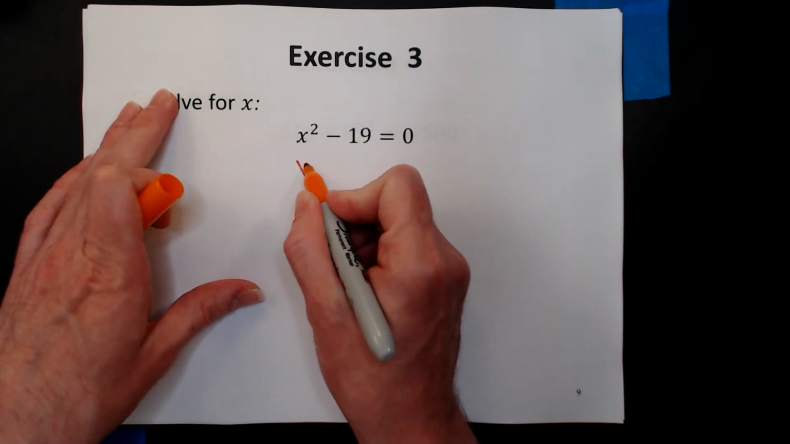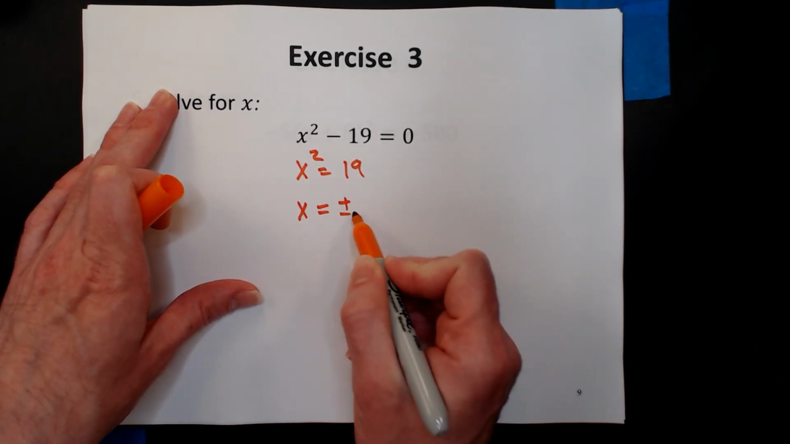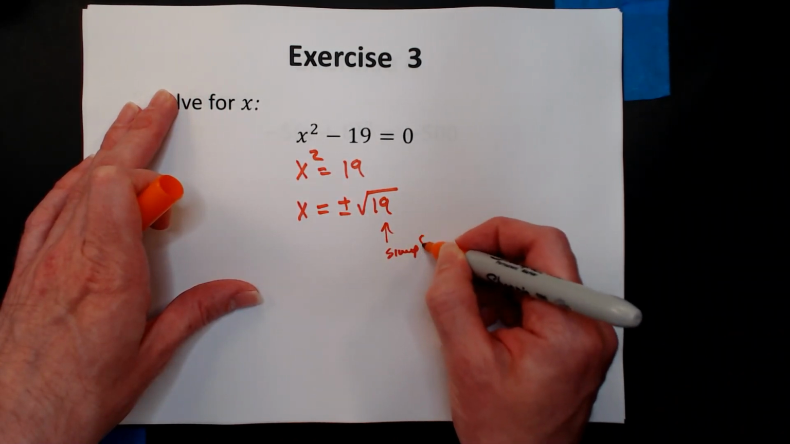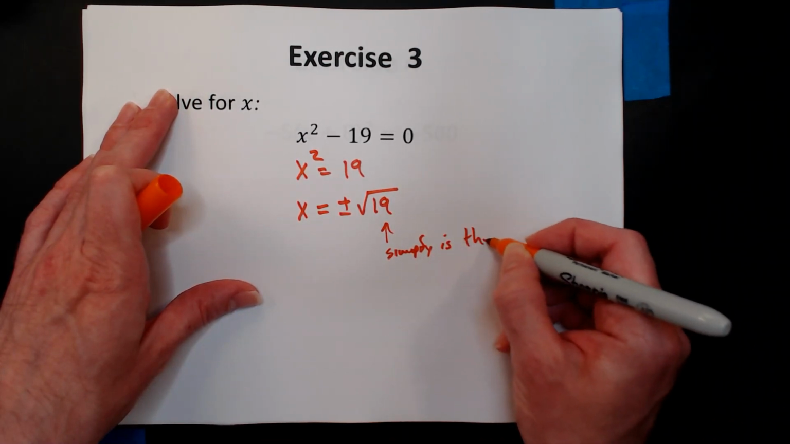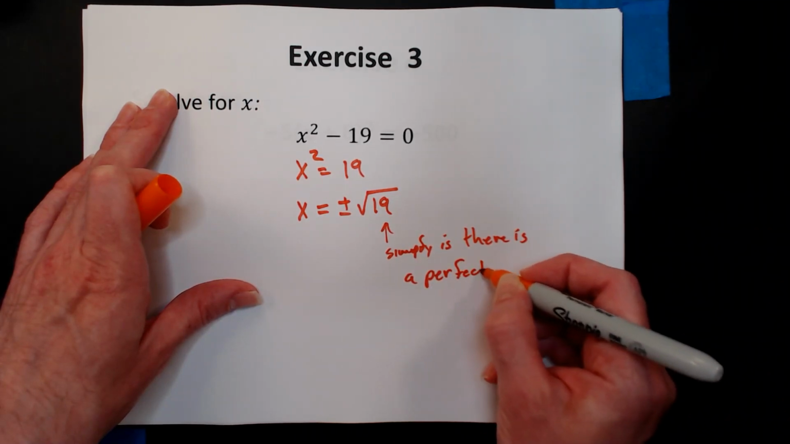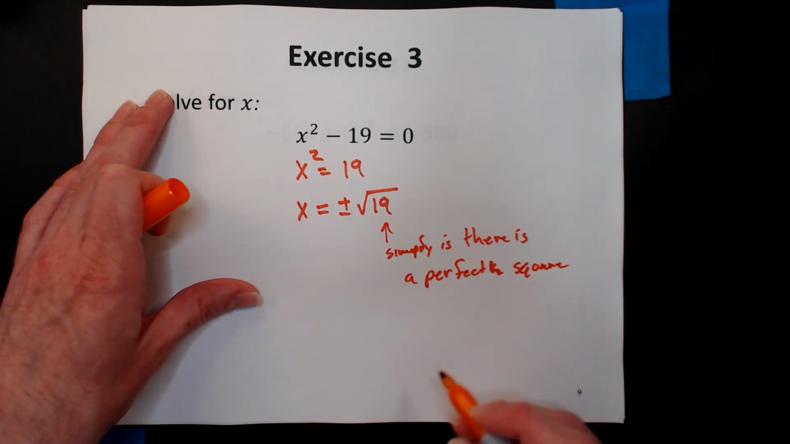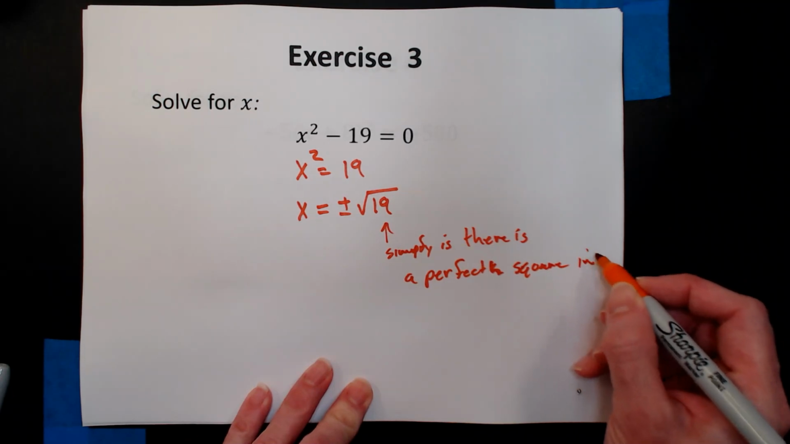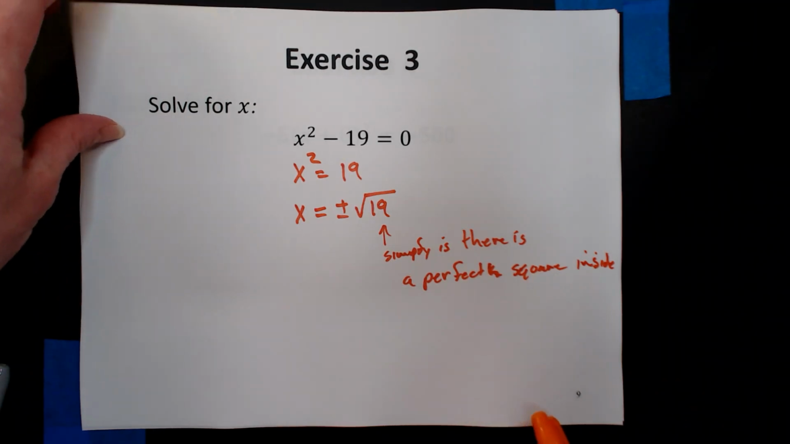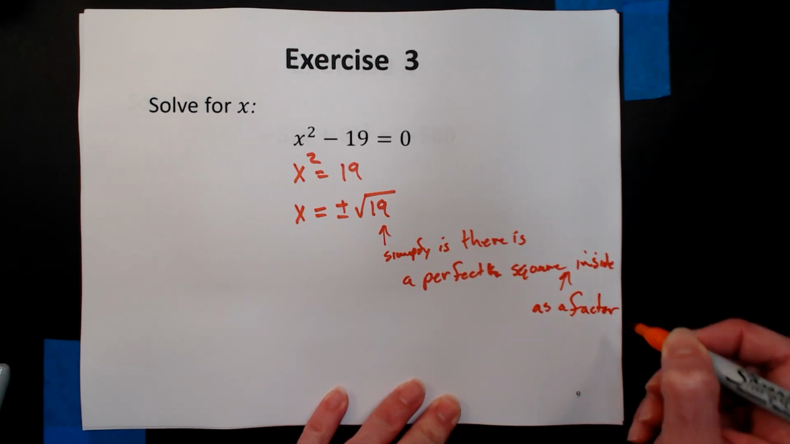So let's do that. Let's say this is x squared equals 19. So that means it's going to be x equals plus or minus the square root of 19. If there is a perfect square inside, simplify. And here 19 is a prime number, so we don't need to simplify that.